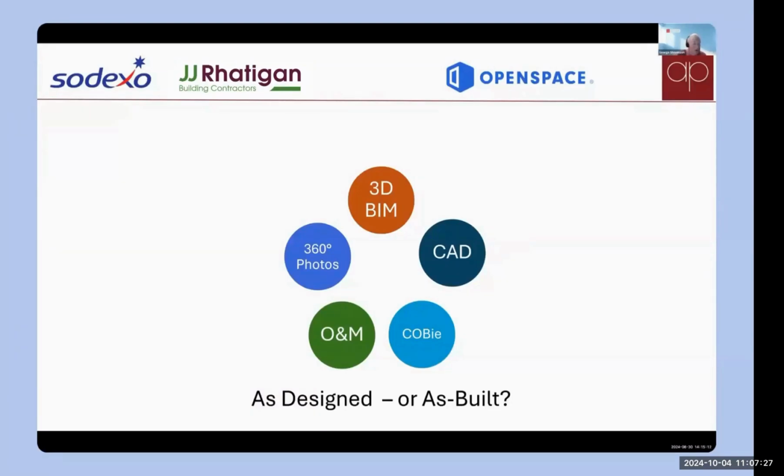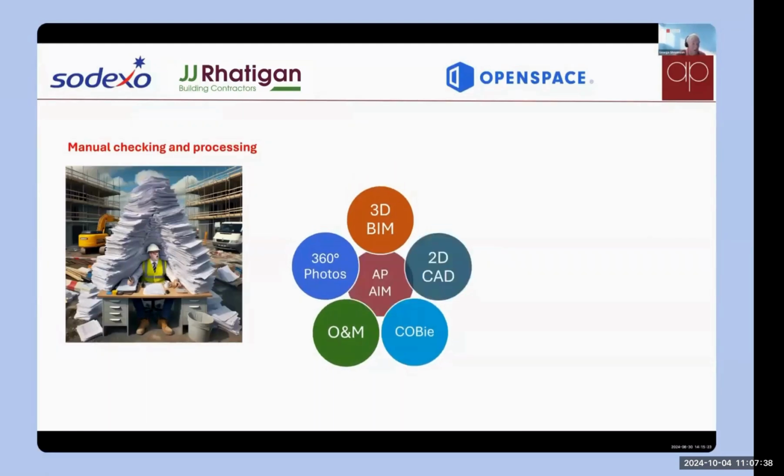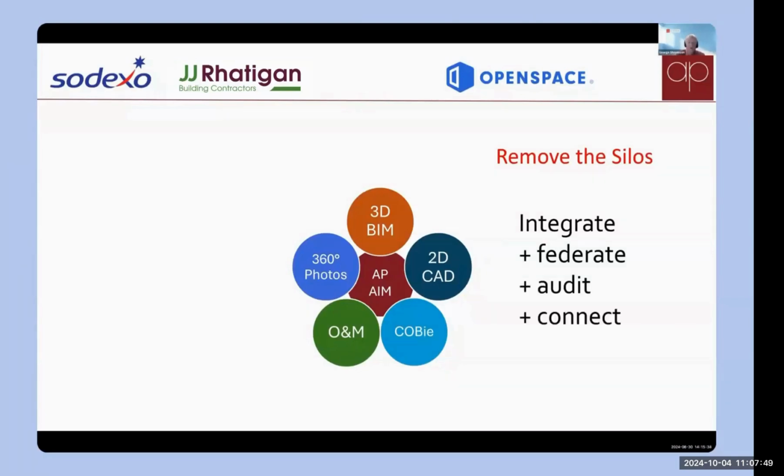So part of the difficulty is that people are doing things very much manually, and it's very easy to miss things. So part of the way in which we're trying to address that is to bring things together so that the information can be integrated and federated so that people have got everything connected.